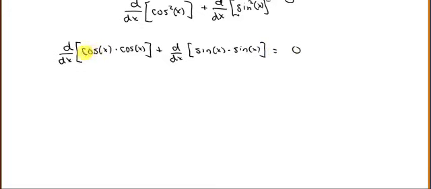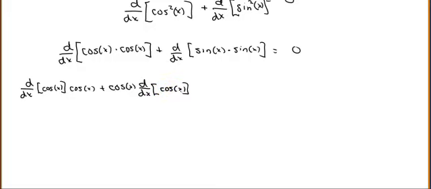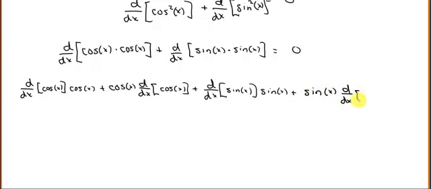Now, to take the derivative, we have a product of two functions, so we could apply the product rule. In this first example, I make two copies of cosine times cosine, take the derivative of the first cosine in the first copy times cosine, plus in the second copy leave the first cosine factor alone and take the derivative of the second cosine factor. We can do the same sort of thing for sine, because we also have a product. So take the derivative of the first factor of sine in the first copy and the derivative of the second factor of sine in the second copy. And all of that's equal to 0.